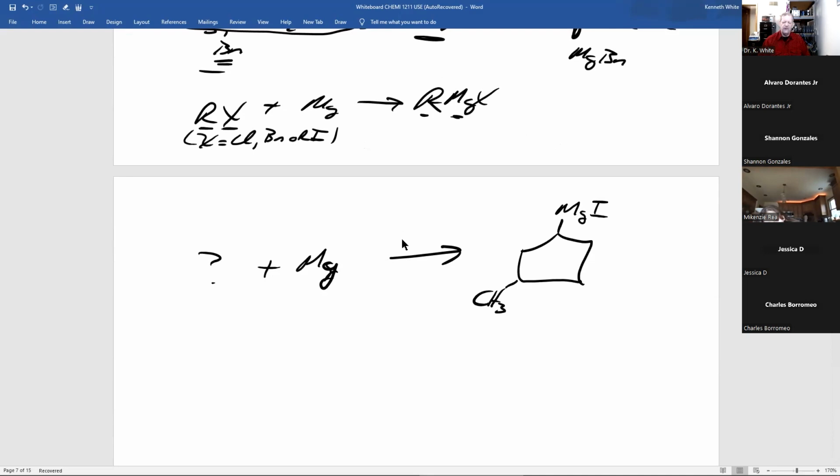And the question is, what would you react with magnesium to make that molecule?